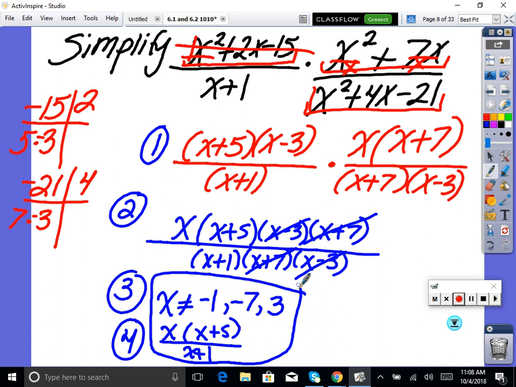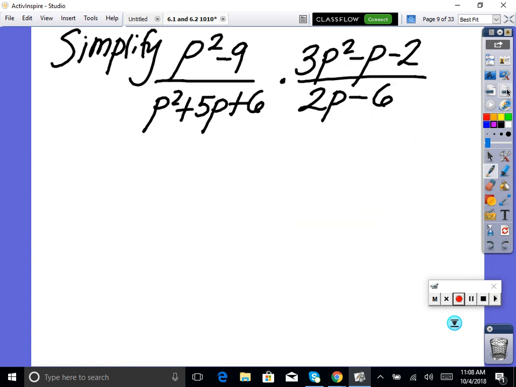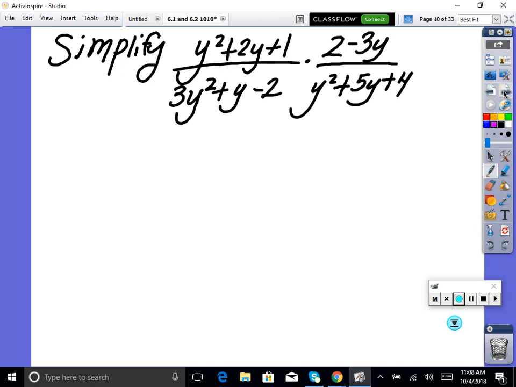Follow those steps every time. If you can factor and you follow these steps, you're good. Okay, this one. So you say, when multiplying fractions, we multiply each piece.